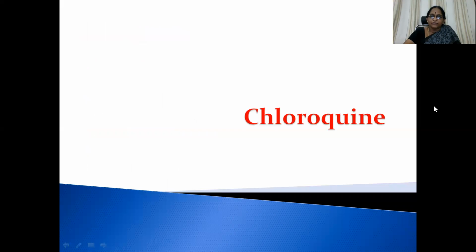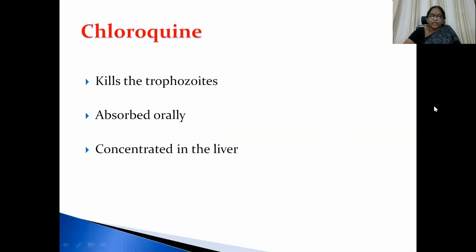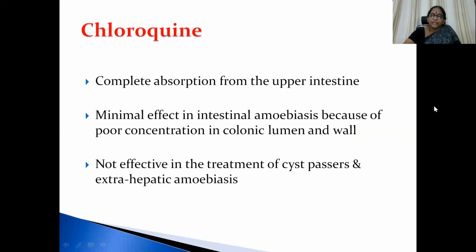Then comes the other molecule, that is chloroquine. It kills the trophozoites, absorbed orally and concentrated in the liver. So that's why it is used mainly in treating hepatic amoebic liver abscess most commonly and extraintestinal amebiasis. Complete absorption from upper intestine, minimal effect in intestinal amebiasis because of poor concentration in the colonic lumen and bowel, because it is getting absorbed at the higher level itself.